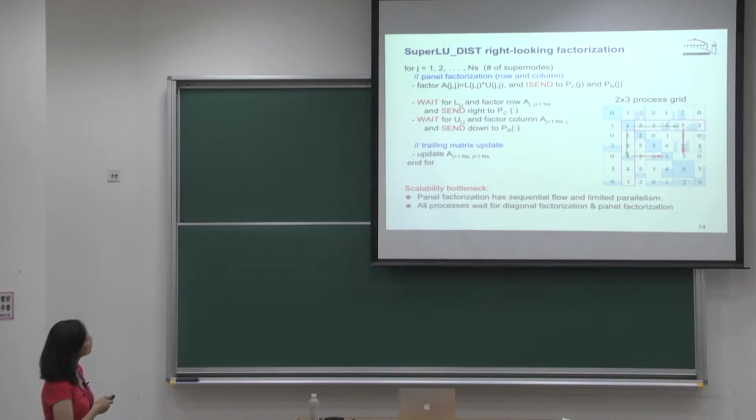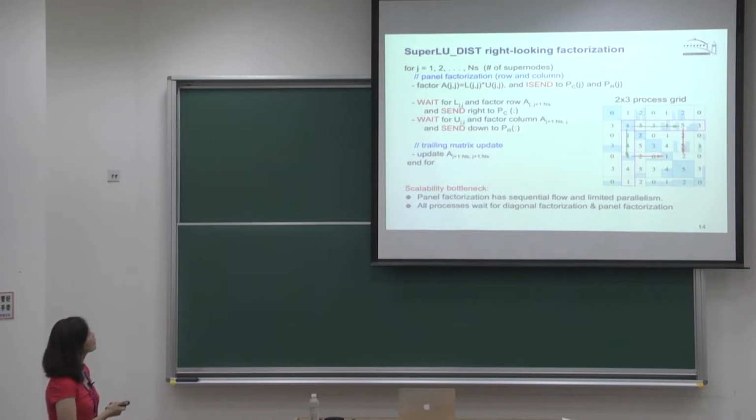So the trailing matrix update here is, once everybody received the column of L, row of U, trailing matrix update is entirely parallel. Because the destination is they have different pieces of the matrix, they don't need to wait for each other. So this part is parallel. Those parts need some synchronization to send the data to the others.